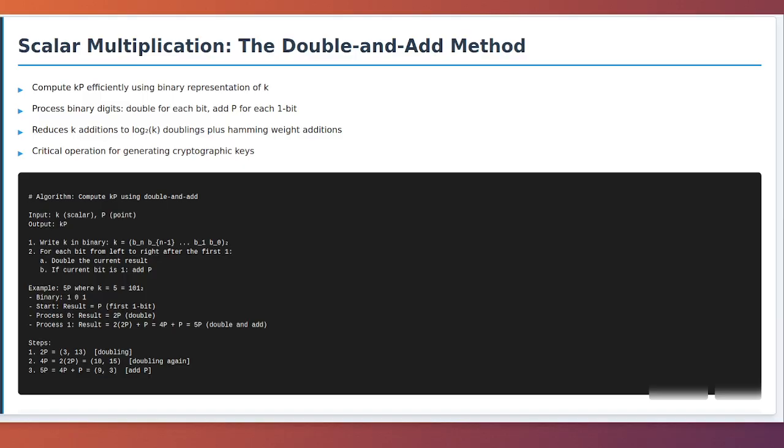We'll demonstrate this with 5p where p equals (1, 5). The binary representation of 5 is 1 0 1, which means 5 equals 4 plus 1. So 5p equals 4p plus p. We start by computing 2p, then double it to get 4p, then add p to get 5p. This systematic process is what makes elliptic curve cryptography practical.